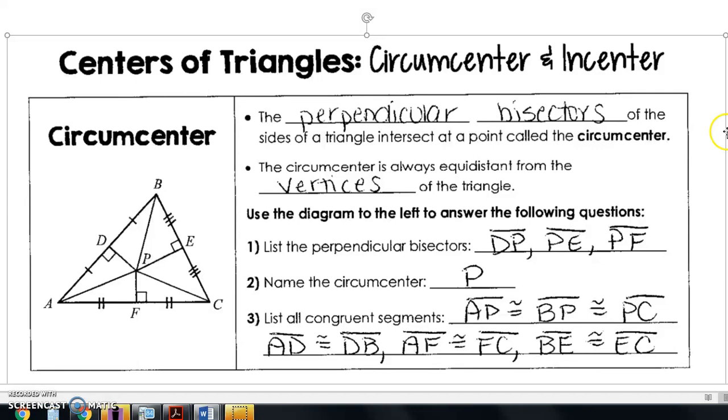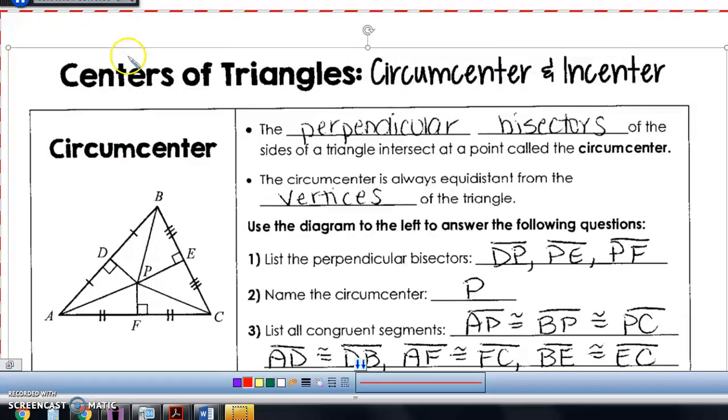So let's fill in the blanks. It says the perpendicular bisectors of the sides of a triangle intersect at one point, and it is called the circumcenter. So this is where all the perpendicular bisectors intersect. This next statement is very important. You might want to put a star by it, highlight it, whatever. The circumcenter is always equal distance from the vertices of the triangle. Okay? Always equal distance from the vertices of a triangle.